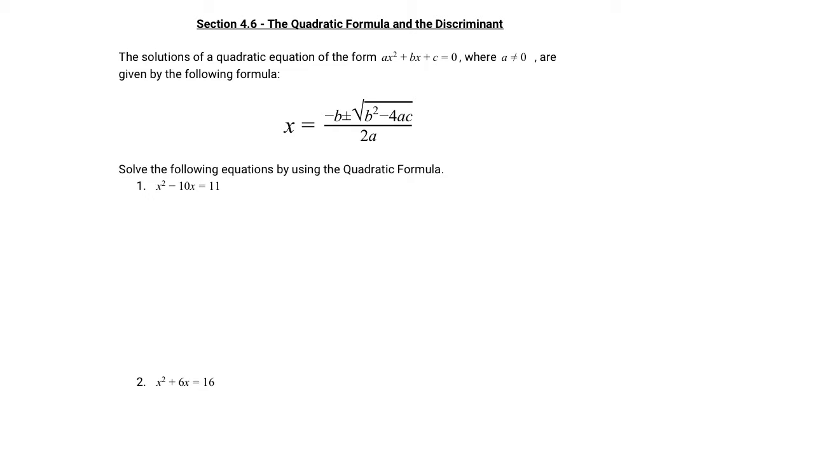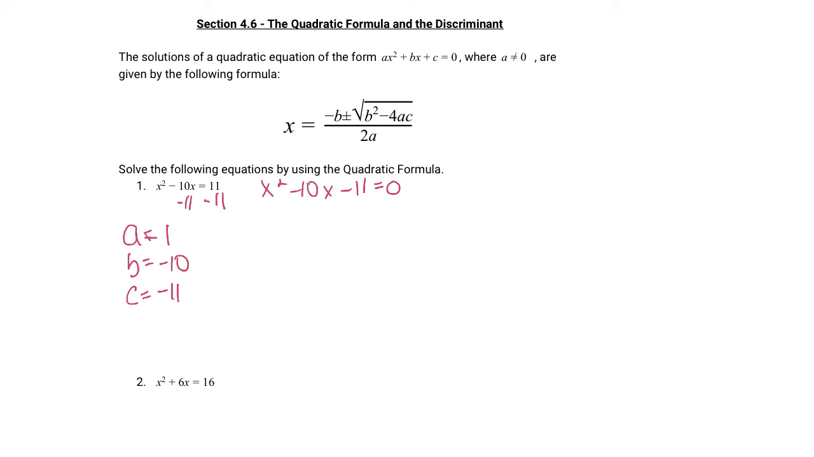So, number one, x squared minus 10x equals 11. First and foremost, these always have to be set up in standard form where they're equal to 0. So first, we're going to subtract 11 from each side so that our equation is equal to 0. I've got x squared minus 10x minus 11 equals 0. Now, that means a, the number in front of x squared, is 1, b, the number in front of x, is negative 10, and c, the number all by itself, is negative 11.